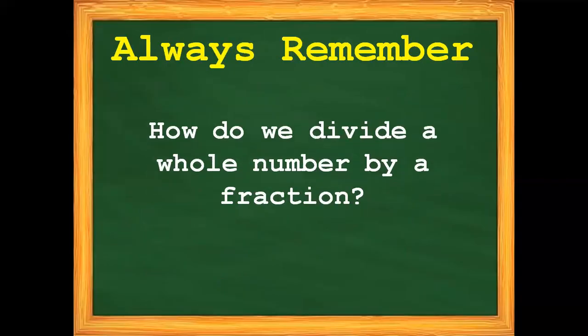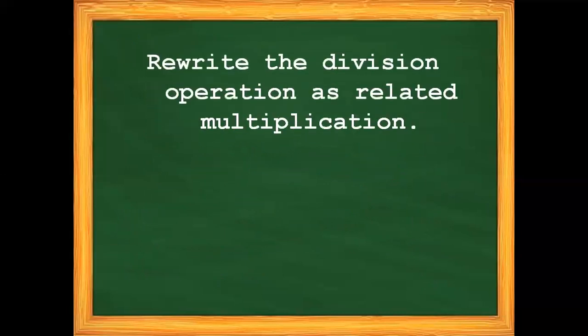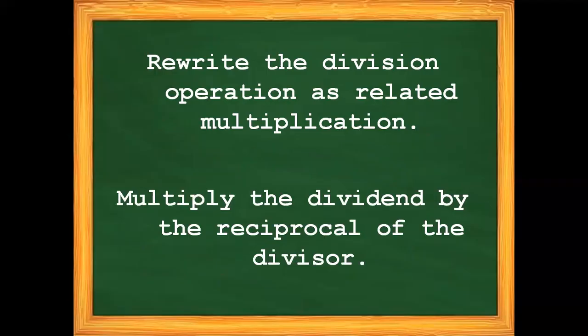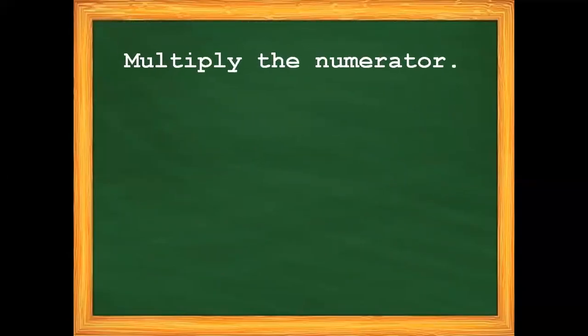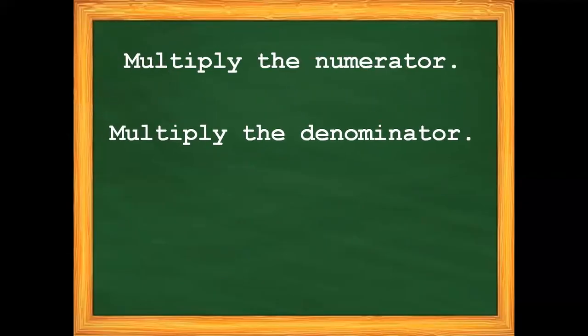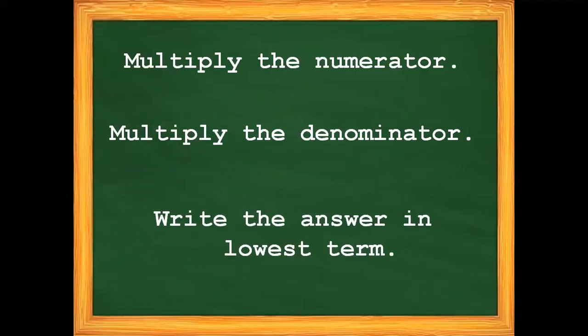Always remember, how do we divide a whole number by a fraction? First, we have to rewrite the division operation as related to multiplication. Second, multiply the dividend by the reciprocal of the divisor. Third, multiply the numerators. Fourth, multiply the denominators. And finally, write the answer in lowest terms.